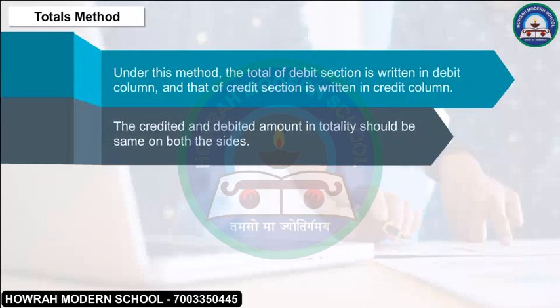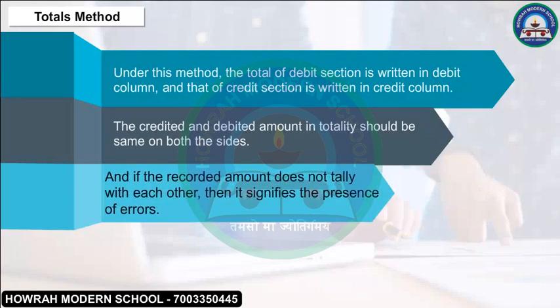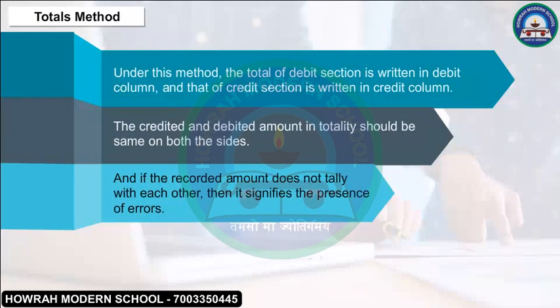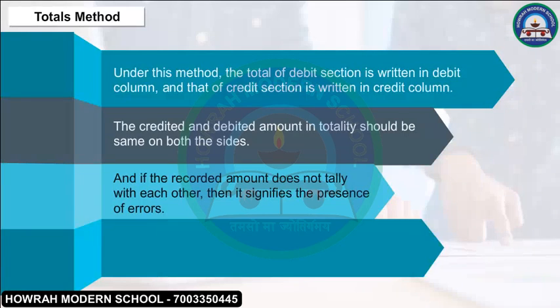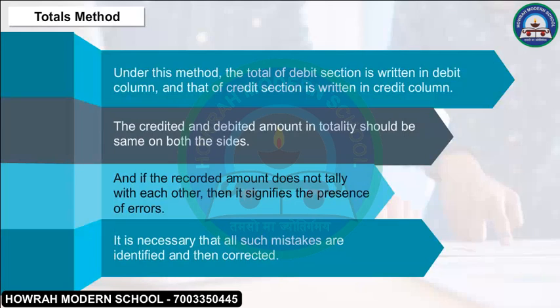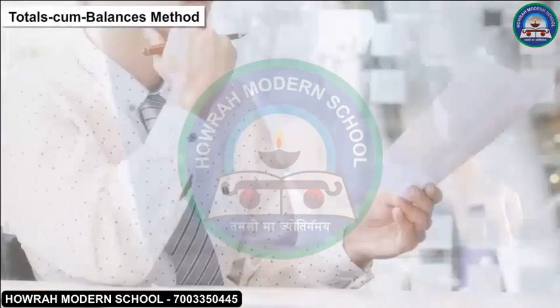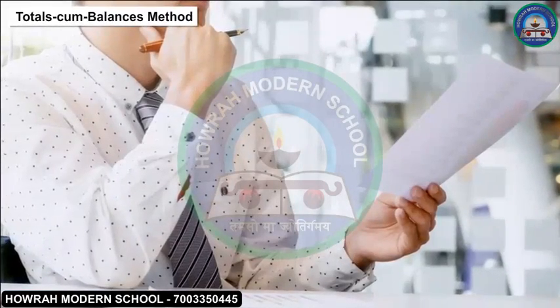The credited and debited amount in totality should be same on both the sides. And if the recorded amount does not tally with each other, then it signifies the presence of errors. It is necessary that all such mistakes are identified and then corrected. 3. Totals cum balances method.